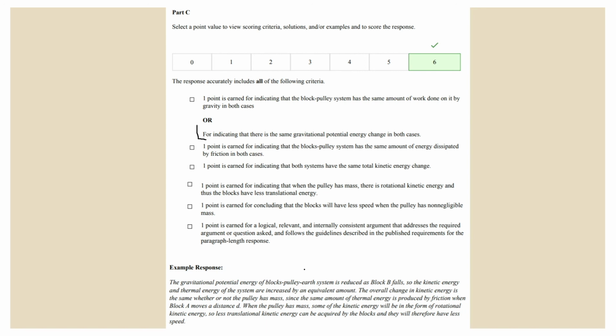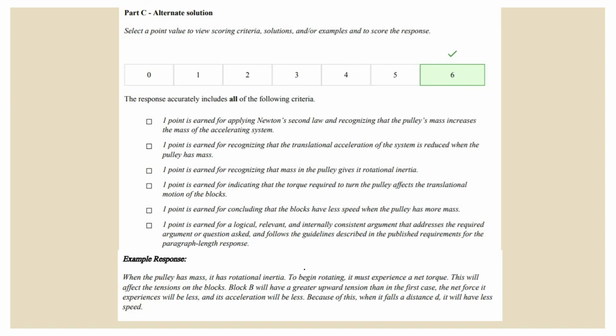If you did an energy answer, take a second to pause this video and review the scoring guide, and when you hit play, we'll take a look at what the alternate solution of this problem said, which was all about torques. So as I mentioned here, energy was not the only approach you could have taken to this problem. You could have also talked about torques.